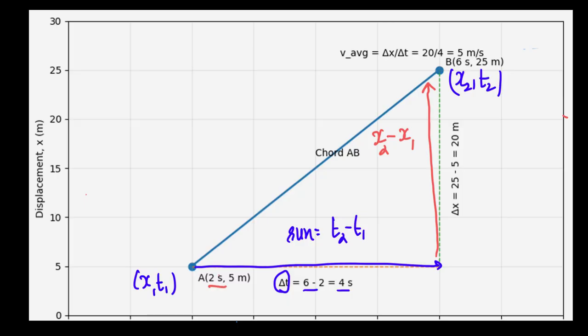Oh, I think the coordinates are written in an incorrect way. My bad. x2 should be 25, right? So 25 minus 5, which is 20, and delta t is 40. Therefore, 20 by 40 is 5 meter per second. And what is this equal to? This is equal to the average velocity.